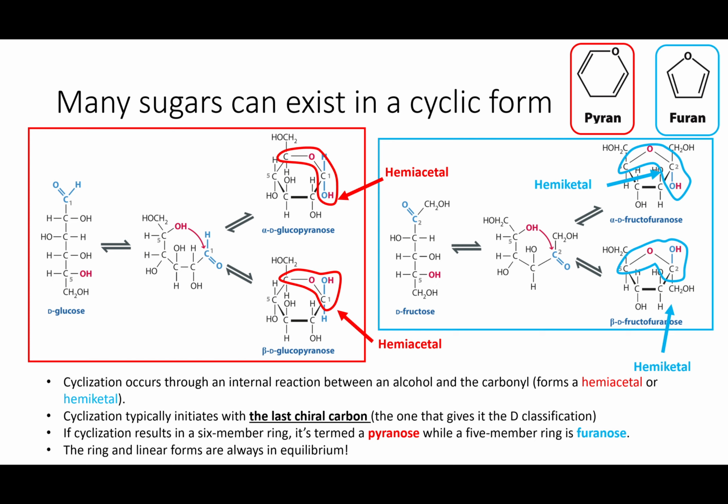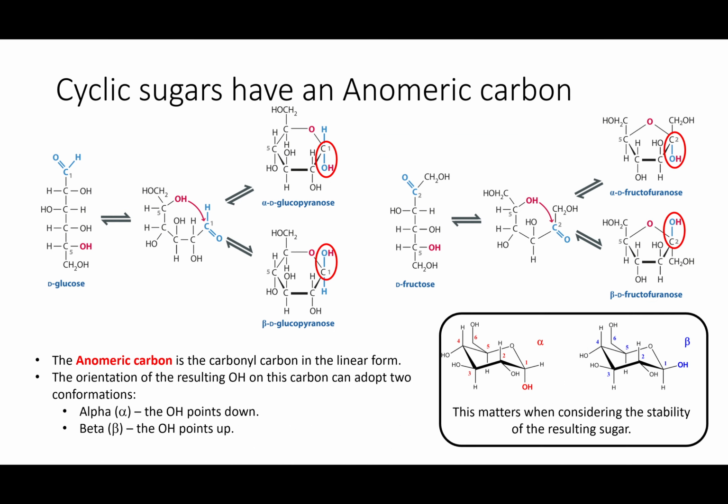In fact, in glucose, this tends to be at about 35% of the time, and this about 65% of the time. You don't have to care about that. But what I want to really reinforce is that both of these structures are possible and stable and always at equilibrium. Again, the orientation of this alcohol impacts how we name it. Alpha, the alcohol group points down. Beta, the alcohol group points up.